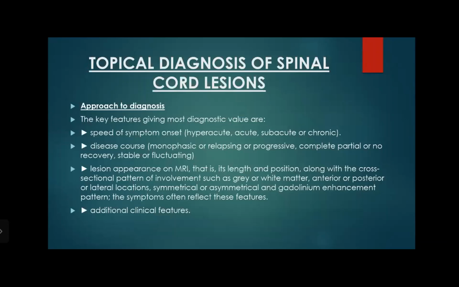Then we will talk about the topical diagnosis of spinal cord lesions. The main key features are the symptoms and how they are diagnosed. The first key feature is the speed of symptom onset. It can be hyperacute, acute, subacute, or chronic. The disease course may be monophasic, or with multiple phases, or progressive, with complete, partial, or no recovery. Then there is the lesion appearance on MRI, that is, the length and position, along with the cross-sectional pattern of involvement, such as gray and white matter, and anterior, posterior, or lateral locations, and there are also clinical features.